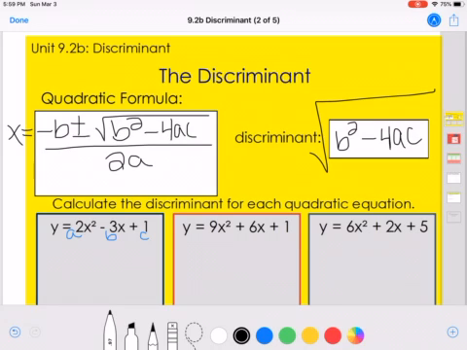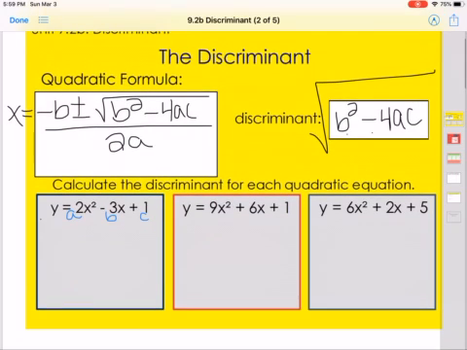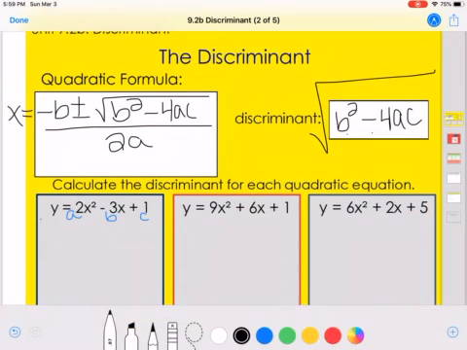So to find the discriminant, all we need to do is to take b squared and subtract 4 times a times c. And whatever that number is, that is our discriminant. So let's practice one. We have y equals 2x squared minus 3x plus 1. Well, our a value is 2, our b value is negative 3, and our c value is 1. So let's plug that into that discriminant.